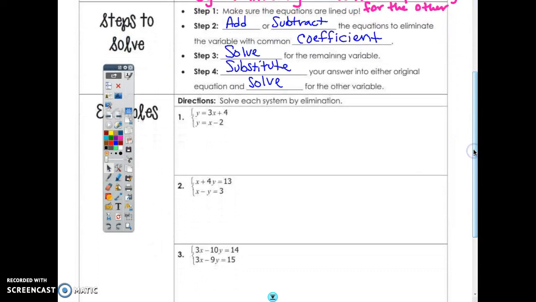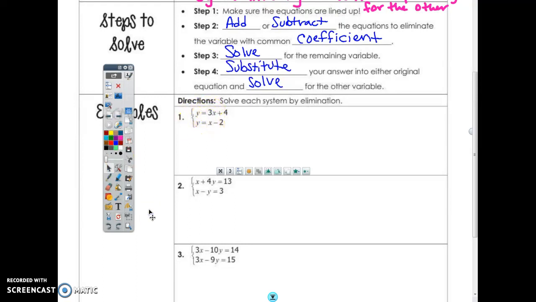So remember, step number 1 says make sure that the equations are lined up. This is what I mean by lined up. The y's are lined up, the x's are lined up, and the numbers are lined up. So once you have that, then you're ready to eliminate. Step number 2 says add or subtract the equations to eliminate the variable with the common coefficient. So common coefficient means that the number in front of the y's are the same, or the number in front of the x's are the same.